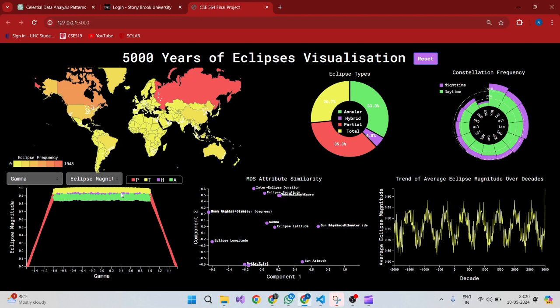Lying in between them, sandwiched here, are the hybrid eclipses, which are a combination of both of these. And obviously the lower eclipse magnitudes are all covered by the partial eclipses.